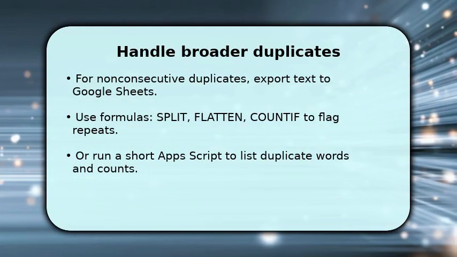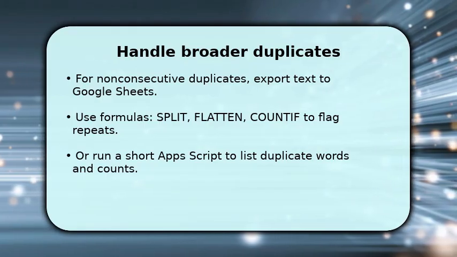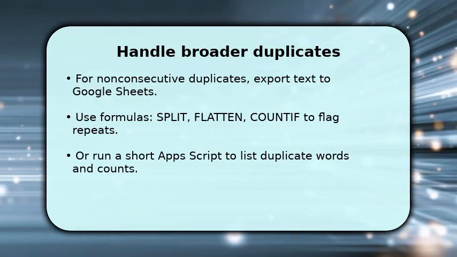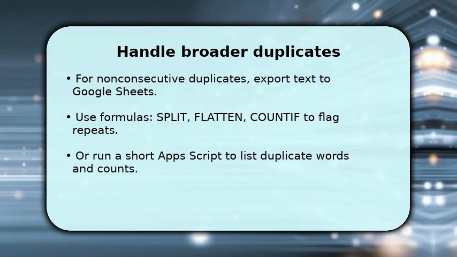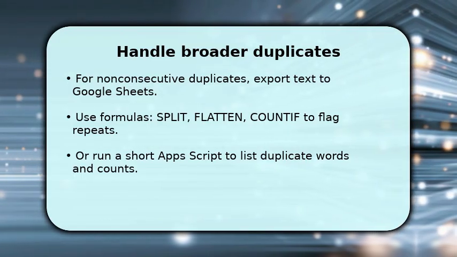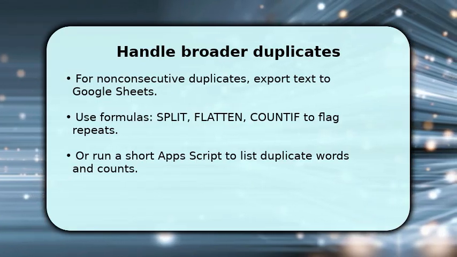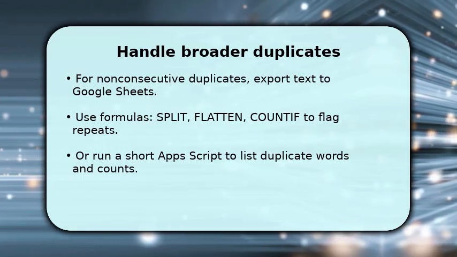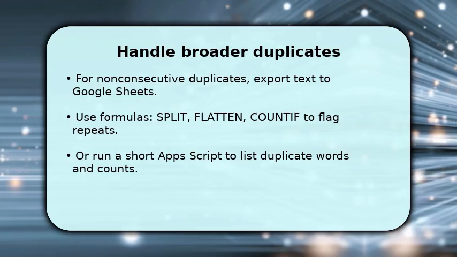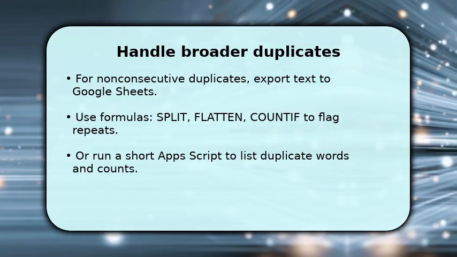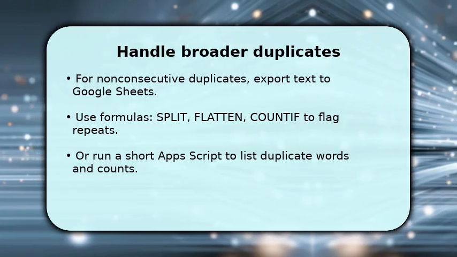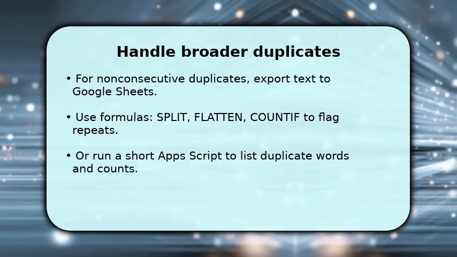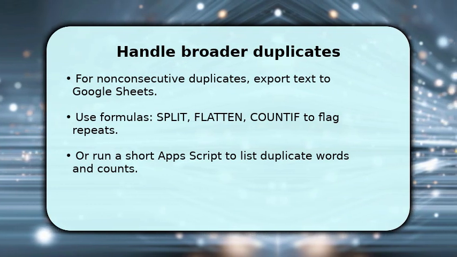Once you've handled consecutive duplicates, move to non-consecutive repeats by selecting all text and pasting into Google Sheets. Use split on spaces and punctuation, then flatten and COUNTIF to surface words repeated across the document. Alternatively, run an Apps Script, iterate words, normalize case and punctuation, and build a frequency map to list words above a threshold. Make sure to ignore common stop words if you only want unusual duplicates.